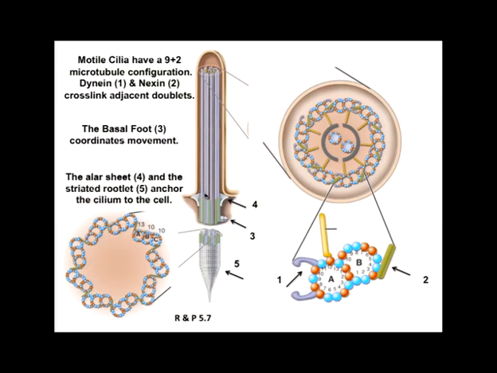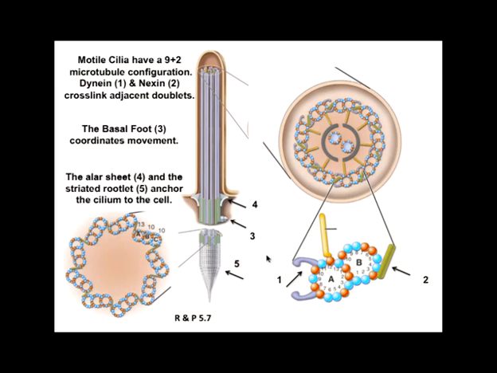And within the region of that basal body are some structures that help to hold the cilium in place, which includes what's called the alar sheath, which holds and connects to the plasma membrane, and the striated rootlet, which anchors the cilium into the cytoplasm. Okay? And then there's also a structure about midway down in the basal body called the basal foot. All right, so these are important.